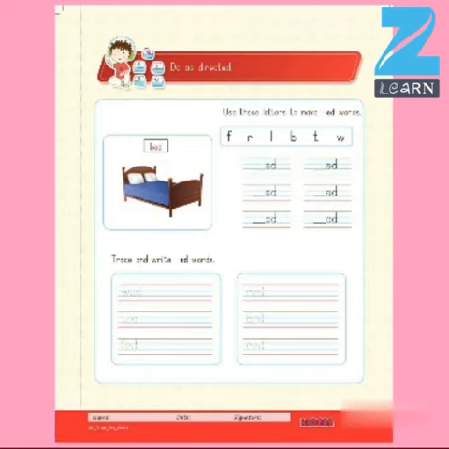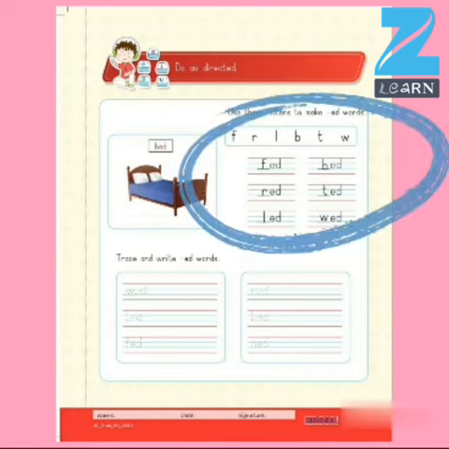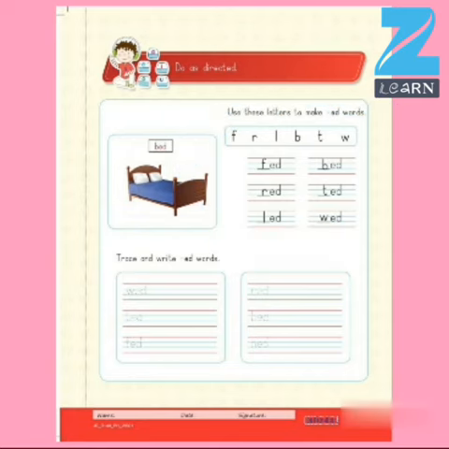In this worksheet, do as directed. In the first box, tell me what is the picture? Yes, it is a bed. B-ed, bed. Now the next instructions are to use these letters to make ed words. Like this. Here we have to trace and write the ed words.